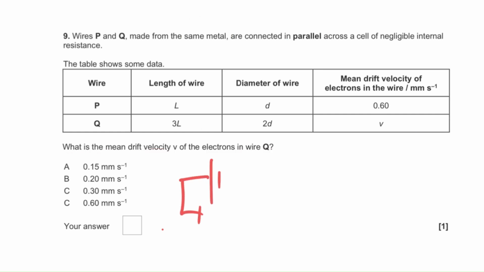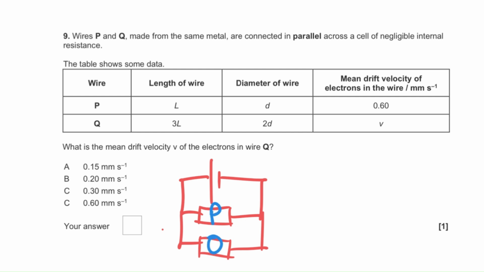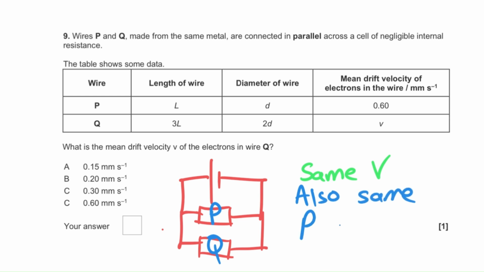So first step is always to draw a diagram. I've got P and Q. They're both connected in parallel. That must mean that they have the same voltage across those two resistors, or wires, whatever you want to call them. They also have the same resistivity and the same charge carrier density. And that's because they are made from the same metal.